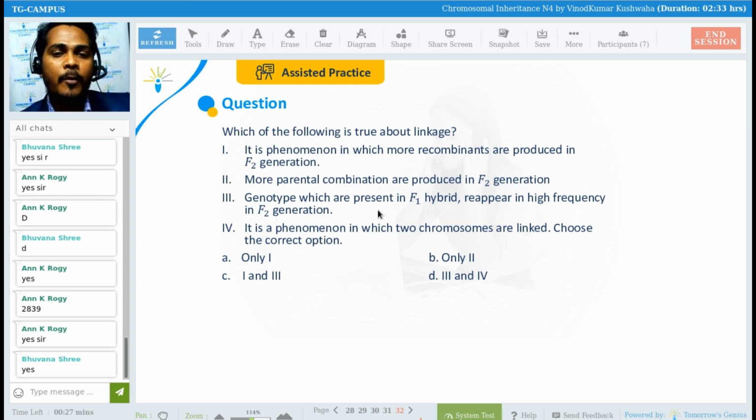Next question: which of the following is true about linkage? A: It is the phenomenon in which more recombinants are produced in the F2 generation. B: More parental combinations are produced in the F2 generation. C: Genotypes which are present in the F1 hybrid reappear in high frequency in the F2 generation. D: It is the phenomenon in which two chromosomes are linked. We have to choose the right option from A, B, C and D. Now tell me which one is the correct statement.